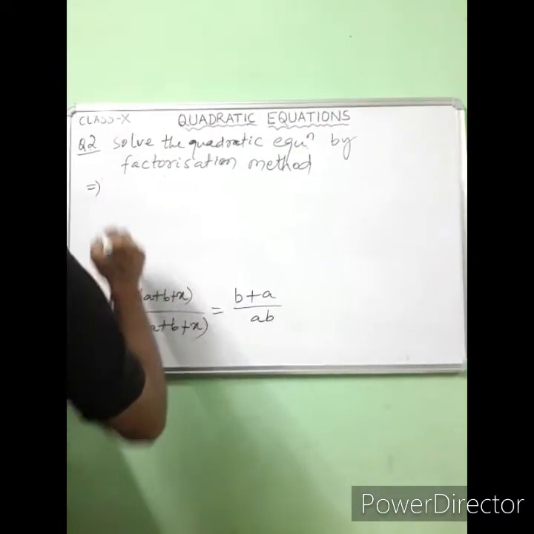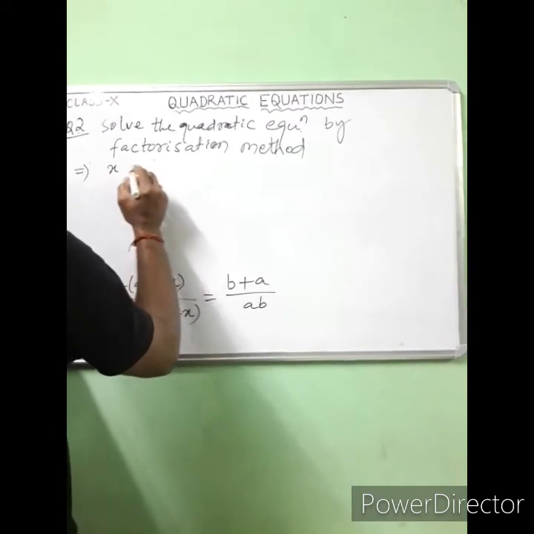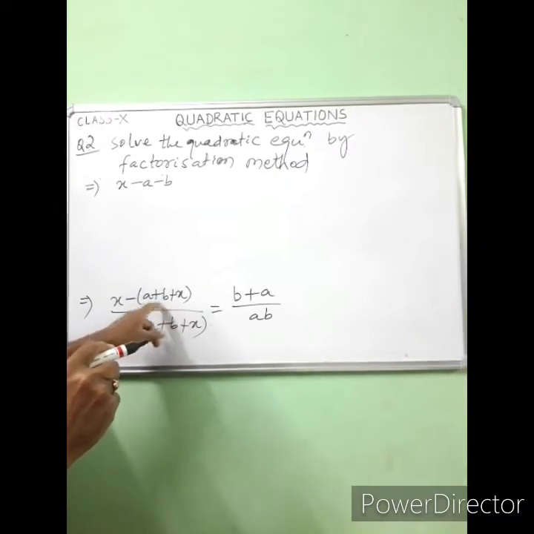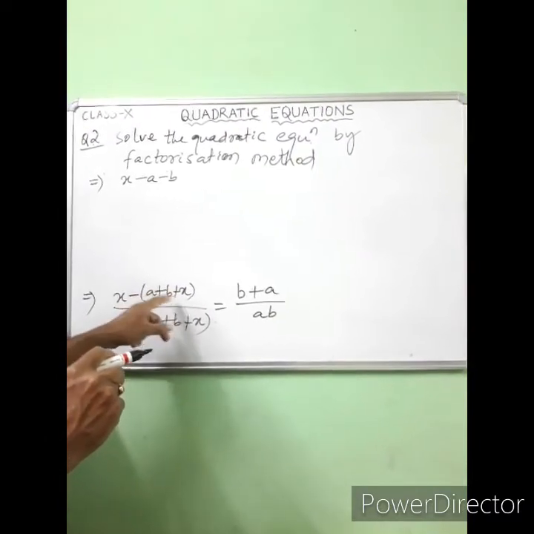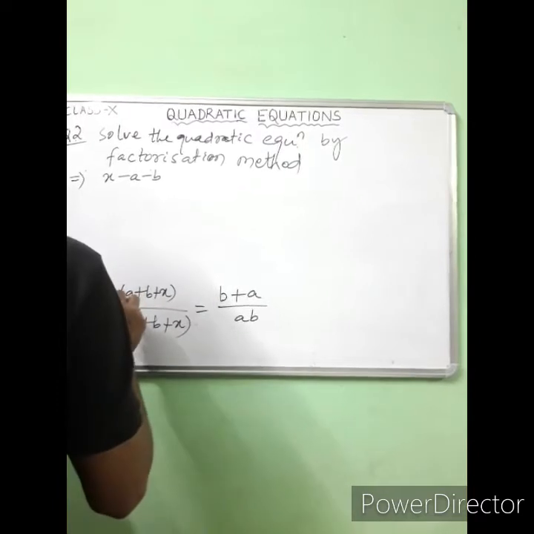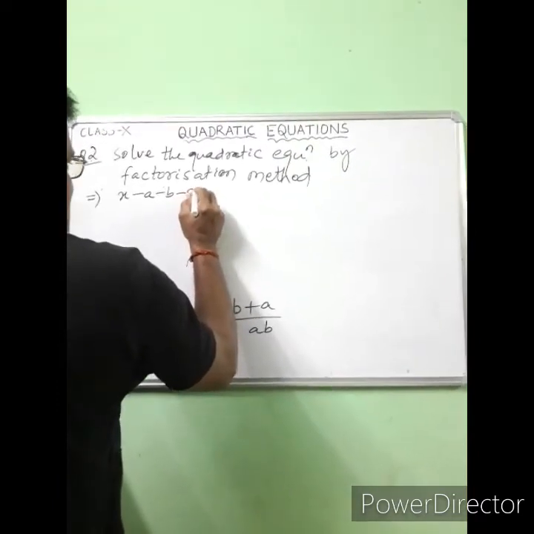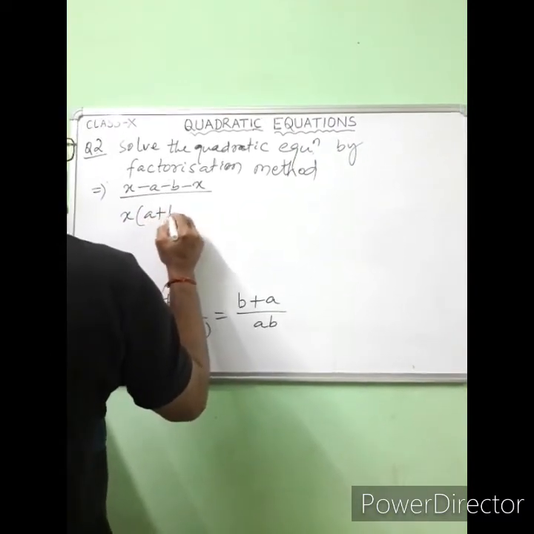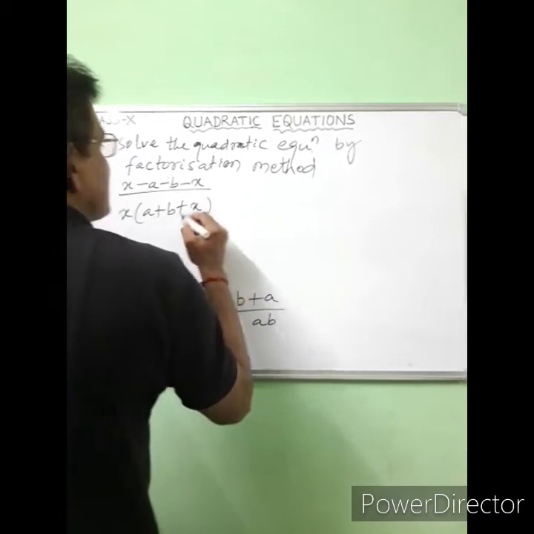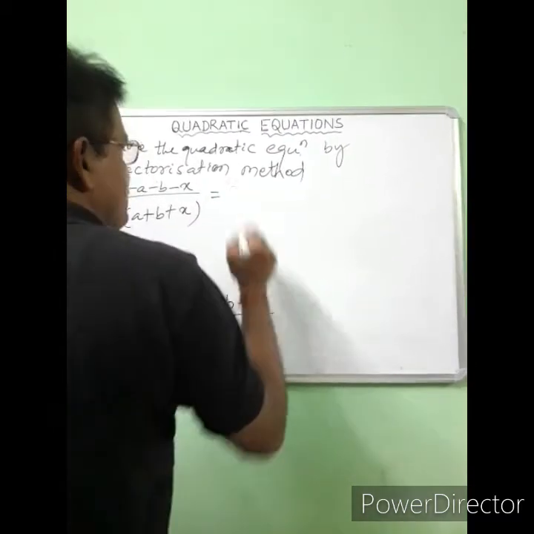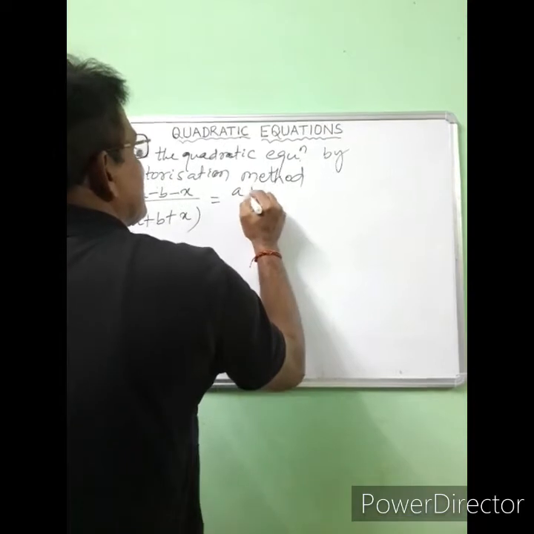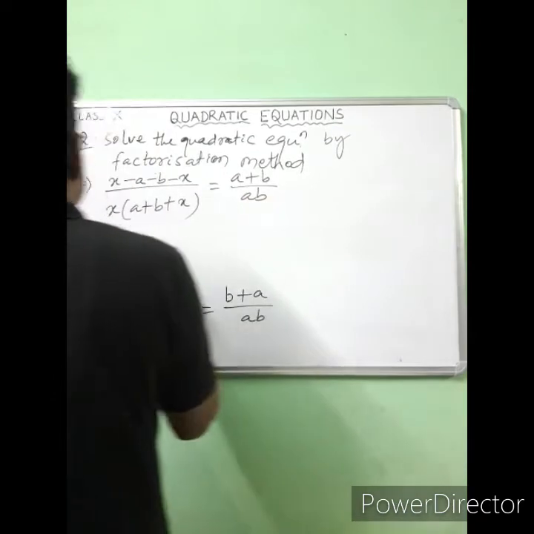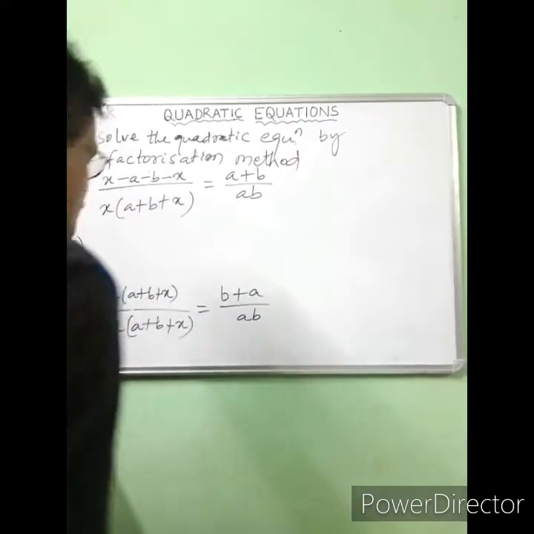That implies x minus a minus b. If you open the bracket, it is minus a minus b minus x, so minus a minus b minus x by x into (a plus b plus x). Clear? That is equal to (a plus b) by ab.